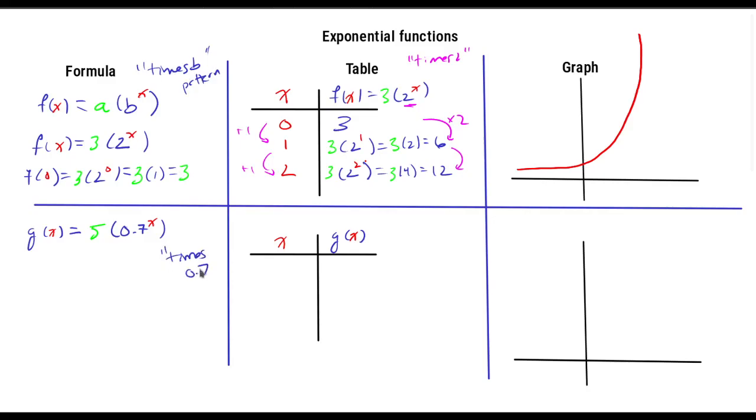And if we multiply something by 0.7, we're actually shrinking the value. So we're actually decreasing the y value by 30%. Okay, so this would be exponential decay. It's not growing, it's shrinking because we keep multiplying by this fraction here. And so if you were to graph that, it would look something like this, sort of the mirror image across the y-axis.